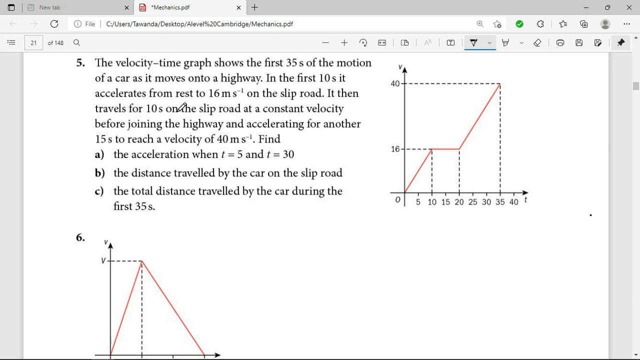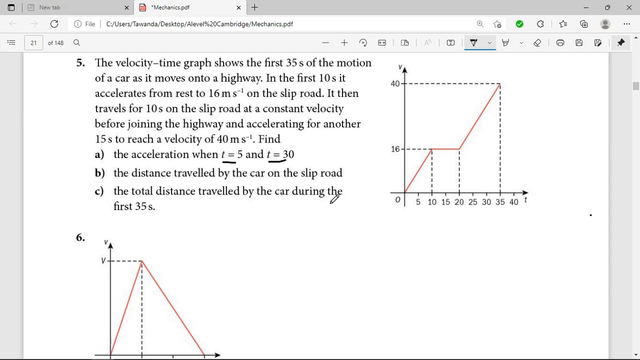It then travels for 10 seconds on the slip road at a constant velocity. So from here, it travels a further 10 seconds. So 10 plus 10, you have 20 on a slip road before joining the highway. So the highway starts from here and it accelerates for another 15 seconds, reaching the velocity of what? Of 40.